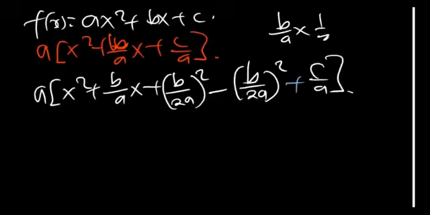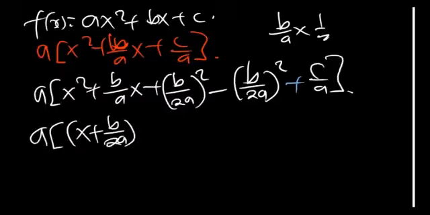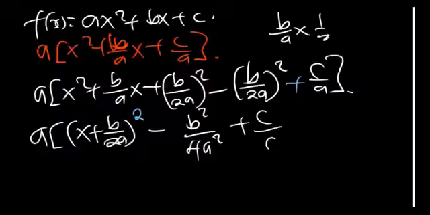So what I'm going to do here is ignore this. Now the moment I ignore this, I know that this is squared, this is also squared, so it can be written in this form. It can be written as a, I have x plus b over 2a, squared. I have not changed anything. So I'm going to say minus this one. b times b is going to give us b squared, and then this is going to give us 4a squared. This is going to be plus c over a.